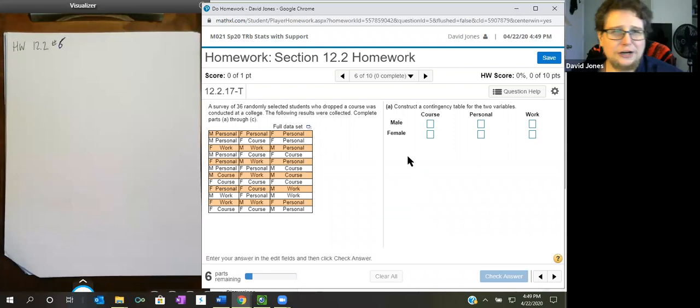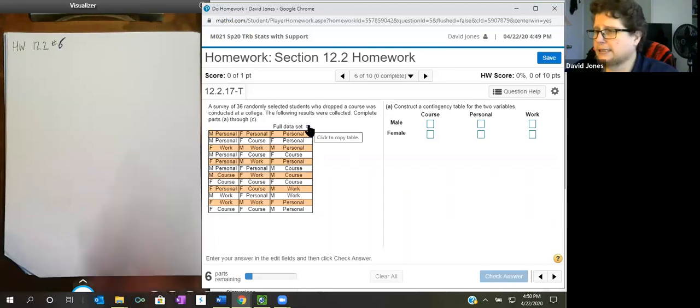All right, so here's an example where they give us all the data. A survey of 36 randomly selected students who dropped a course was conducted. This is what was collected. They recorded gender and why they quit. Maybe the course was too hard, there were personal reasons or work reasons. They want us to construct a contingency table for the 2 variables. One thing you can do is go through and count the totals.